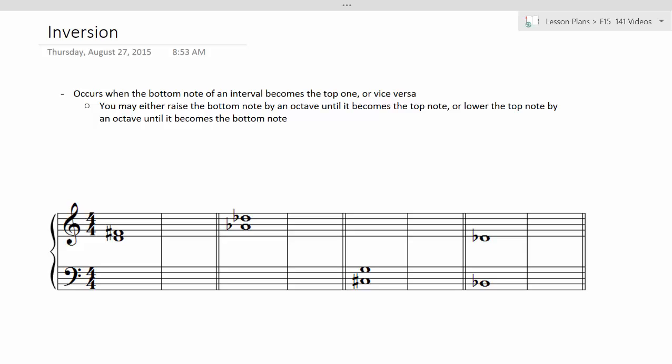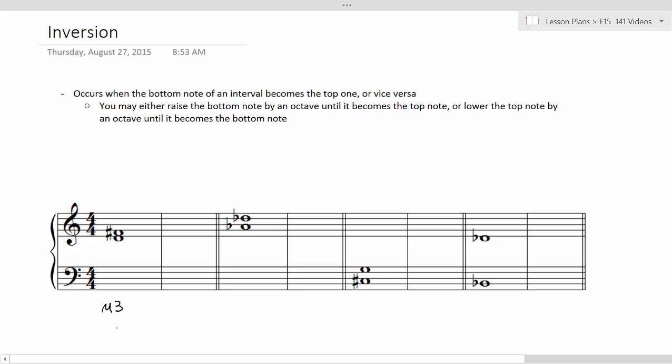First things first, the size. D is 1, 2, 3, so this is a third. And I need to know, is it major, minor, augmented, diminished? So I'm going to take a look at the major scale of the bottom note. In D major, is there an F sharp? The answer is yes, so this interval is major. So there's a major third.